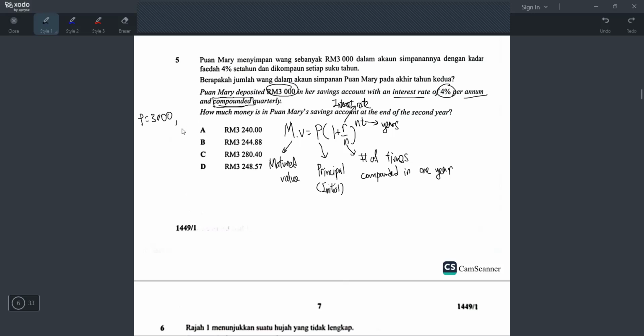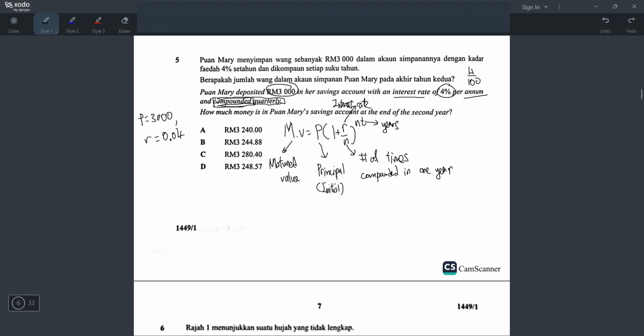And the interest rate is 4%. So this is definitely the R, right? 4%. But you cannot write R equals 4 because it's 4%. So it's actually 0.04, because 4% means 4 over 100, and 4 divided by 100 is 0.04. All right. Okay, compounded quarterly.